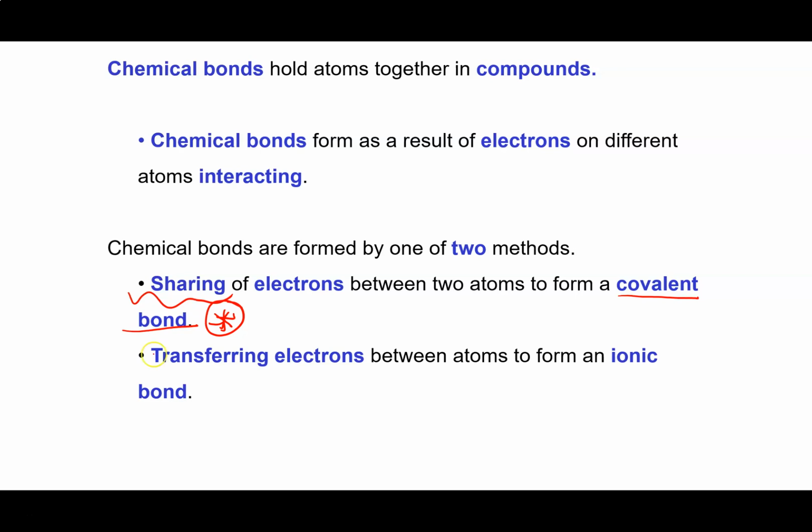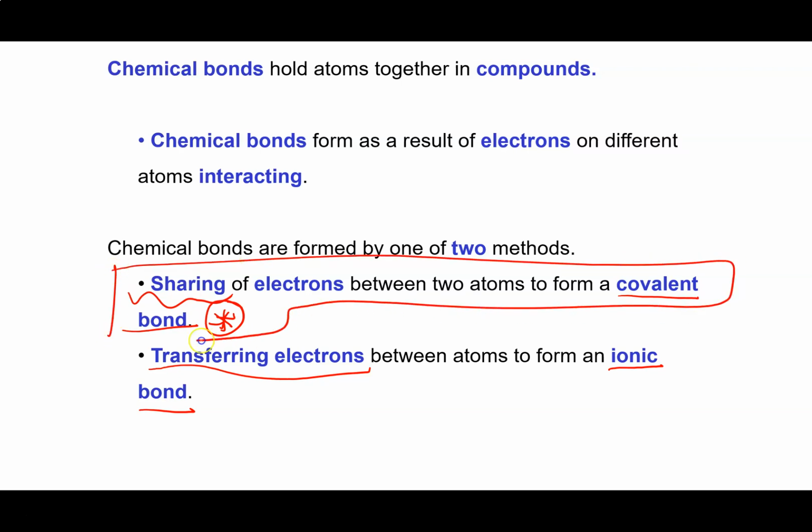And then there's transferring of electrons. Two atoms come together and electrons move from one atom to another. This results in the formation of ions, which become attracted to one another, and then those two ions become stuck together as a result of the formation of an ionic bond, and that's what we talked about in the previous chapter. So this is where we are now.